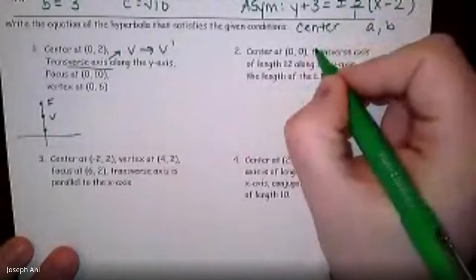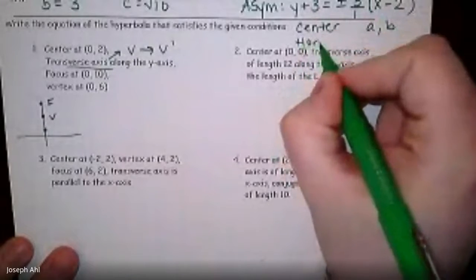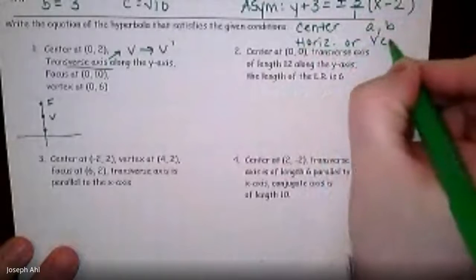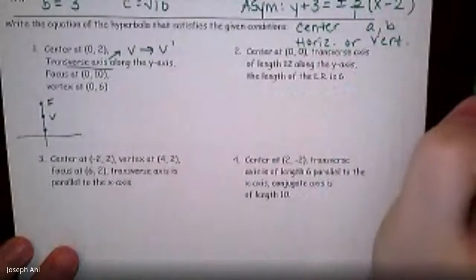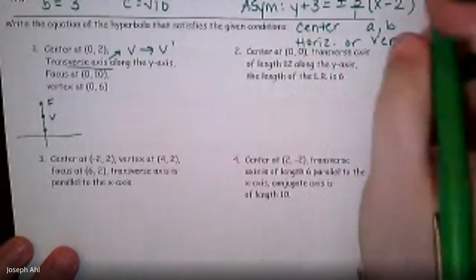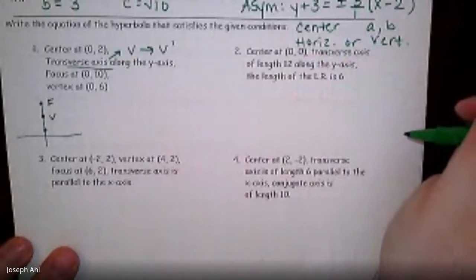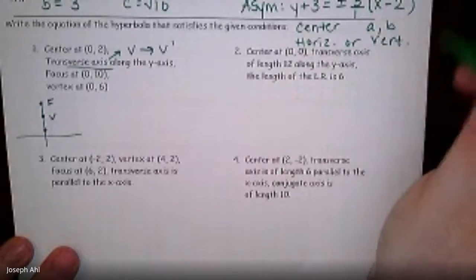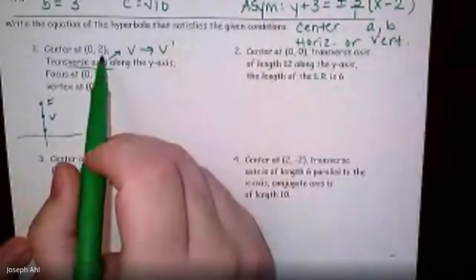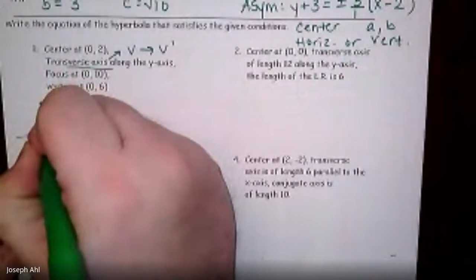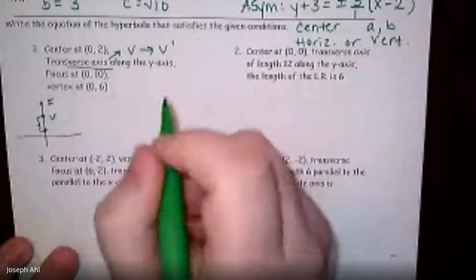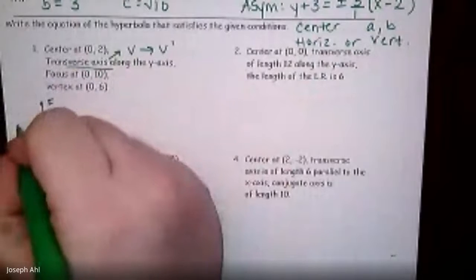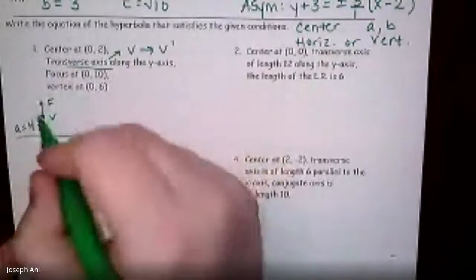And I need to know which way it is opening. Is it horizontal or is it vertical, which happens to be the same exact information that we needed when we wrote the equation of an ellipse. Same critical info there. All right, so the center at (0, 2), that's going to be important. We have the distance from the center to the vertex. That from 2 to 6 is going to be a distance of 4, and we know that that's a.